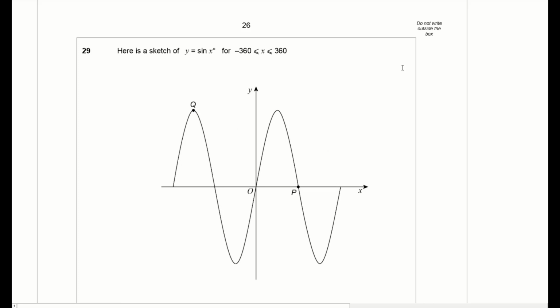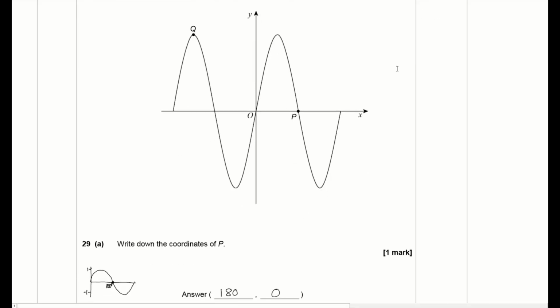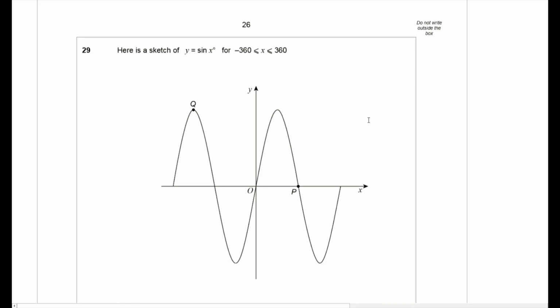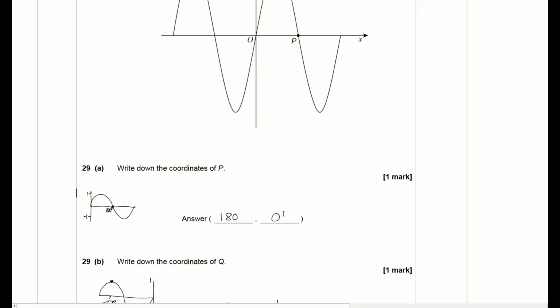Question 29. Here is a sketch of y equals sine x for negative 360 to 360 degrees. For A, write down the coordinates of P. Now, the sine graph is periodic every 360 degrees, which means it completes a full cycle every 360 degrees. So if this is 0 degrees here, this point here will be 360 degrees. So one full cycle is one complete wavelength of the sine graph. P is located at the exact halfway mark, which would be at 180 degrees. Since it lies on the x-axis, it will also have a y value of 0.